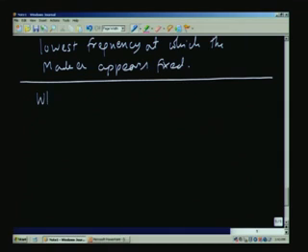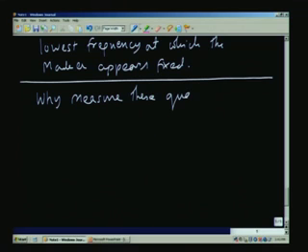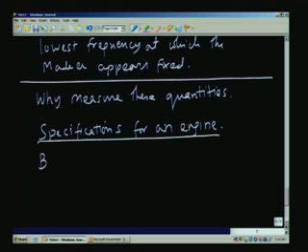So, why measure these quantities? Already we have mentioned a few reasons for it. One is, of course, in drawing specifications for an engine, for example. So, what are the things we would like to do or we have to do? One is we have to measure the brake power. Next, we have to measure the fuel input.